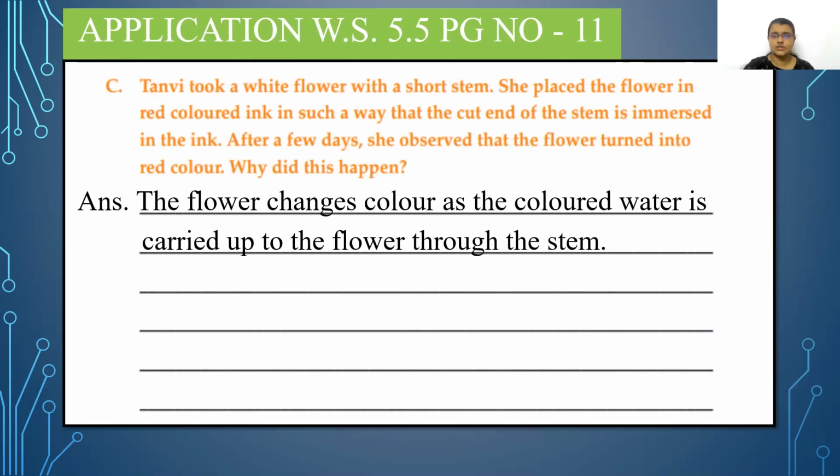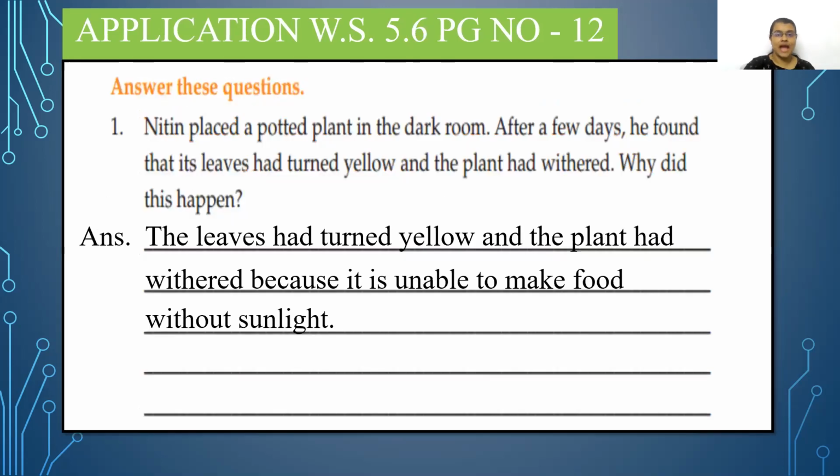Tanvi took a white flower with a short stem. She placed the flower in red colored ink in such a way that the cut end of the stem is immersed in the ink. After a few days, she observed that the flower turned red. Why did this happen? Children, the only reason behind this is the flower changes color as the colored water is carried up to the flower through the stem. So with the help of the stem, nutrients and water get transferred to all other parts of the plant. Okay.